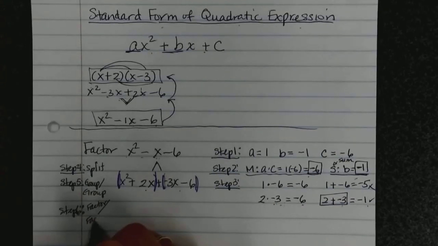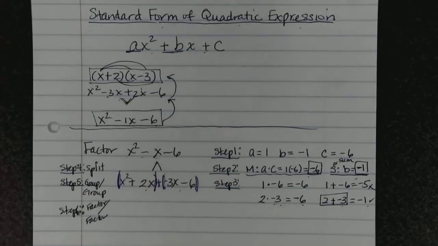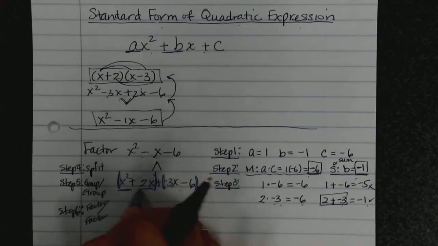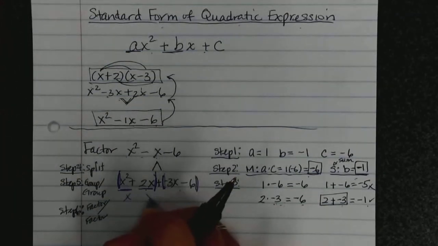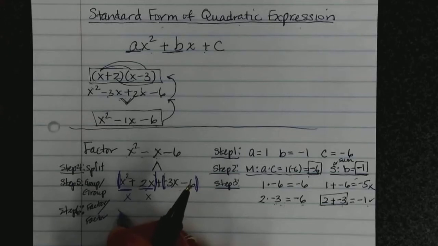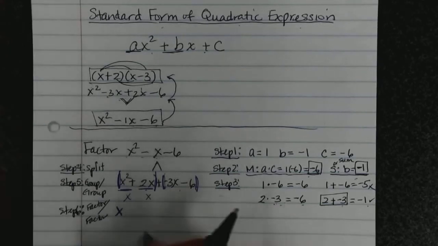And then we're going to factor. Factor the first, factor the second. Okay? So the greatest common factor between x squared and 2x is x. Right? x could go into both, so we factor out the x. That's my greatest common factor.